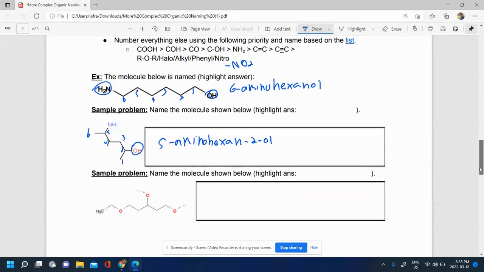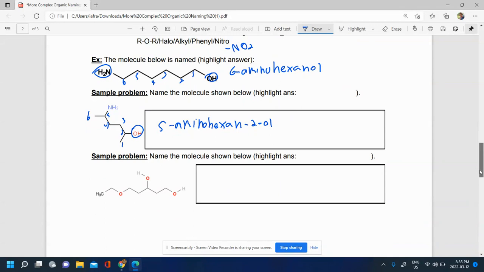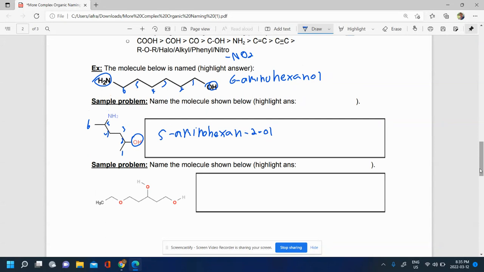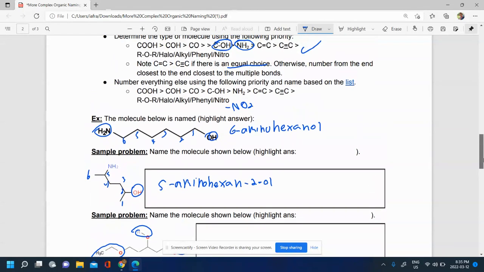Let's go see our next example over here. Wow, we have a lot of functional groups here. Okay, so it looks like we have, what is this? Oh, this is hydroxyl, and this part here is actually what would typically make an ether. This is called an alkoxy group. So what do we have? Do we have an ether? Do we have an alcohol? Let's go take a look at our priority here.